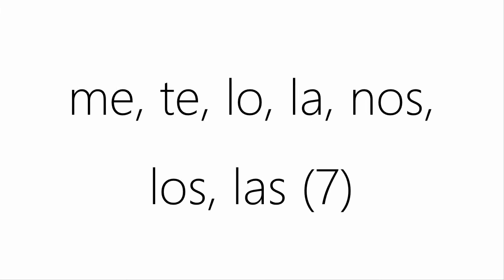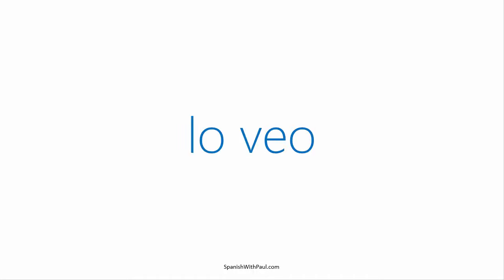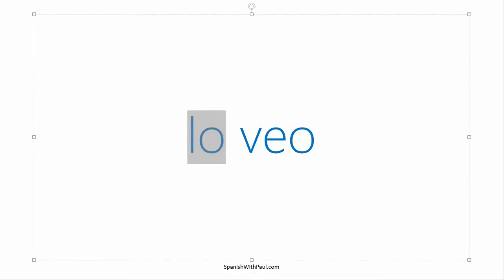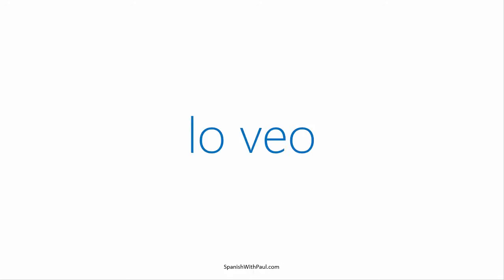So direct object pronouns are these little guys right here, and the first one we'll take a look at is lo. The book in Spanish is el libro, and it's a masculine noun. So if we wanted to say I see it, it would be lo veo. Literally, it, I see, lo veo. Now the nice thing is that this lo means it, but it also means him. So if we wanted to say I see him, again it would be lo veo.